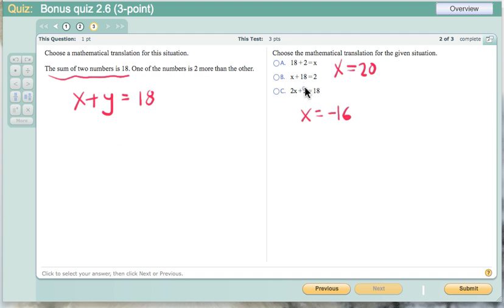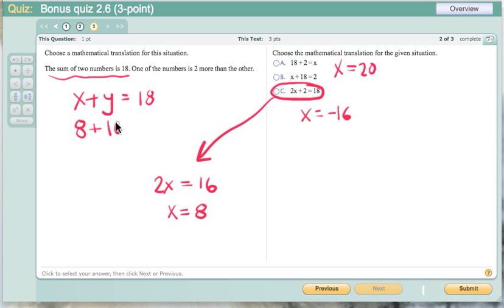And so let's just work with this one right here just to make sure that it all makes good sense. I'm going to solve this for x by subtracting 2 from both sides. And now I divide both sides by 2, and I get x is equal to 8. So x is equal to 8. I think you can see that y is going to have to be 10 to get 18. And so we can look at the second sentence here and see if 8 and 10 make sense. They certainly work for the first sentence. 8 and 10 do sum to 18. Is one of the numbers 2 more than the other? Sure, this one is 2 more than that one. And so that is our answer.